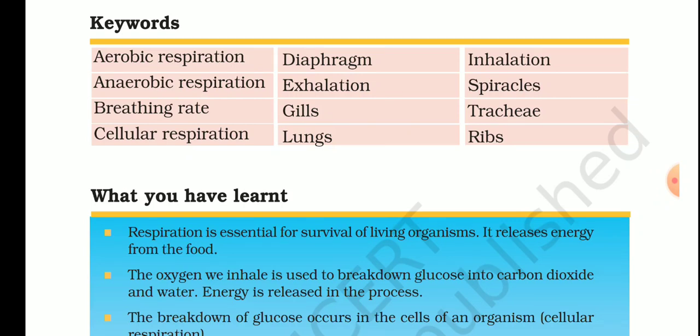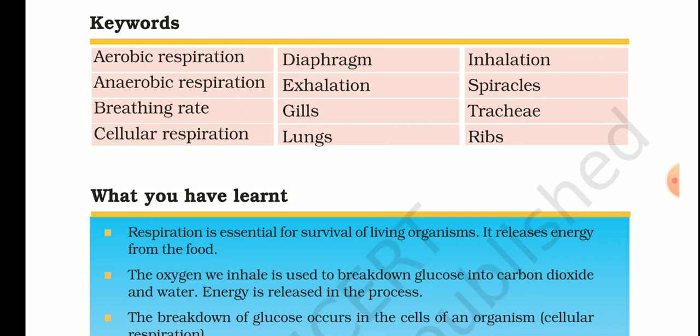Next keyword is cellular respiration. Cellular respiration is the respiration occurring at the cell level. We discussed what happens when the oxygen reaches the cell. The food is already present, in the form of glucose. So, the glucose in the presence of oxygen breaks down to form carbon dioxide, water plus energy. That was the reaction we discussed when discussing cellular respiration.